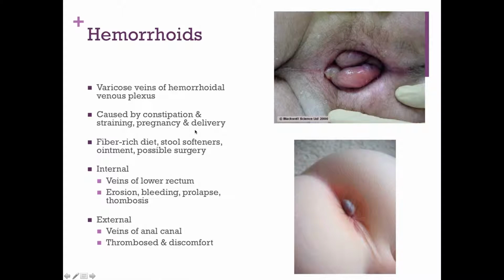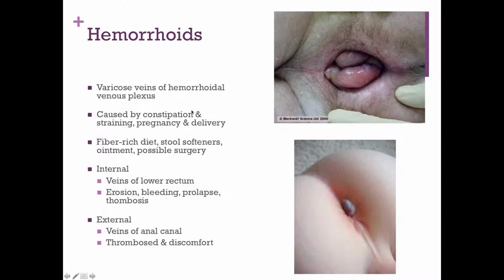Okay, and then finally, a very common disorder, hemorrhoids. So hemorrhoids are the names of the veins in the rectum. They're called the hemorrhoidal plexus veins. So technically everybody has hemorrhoids. We tend to refer to them only when they're inflamed though.